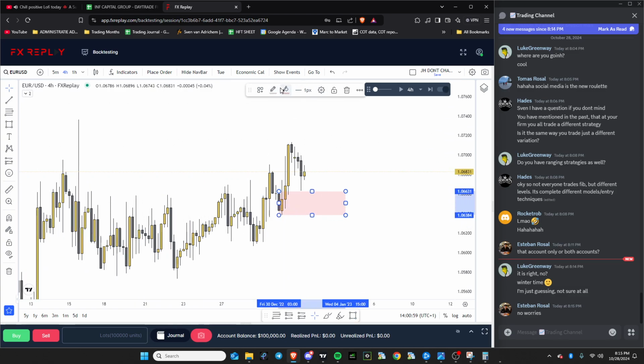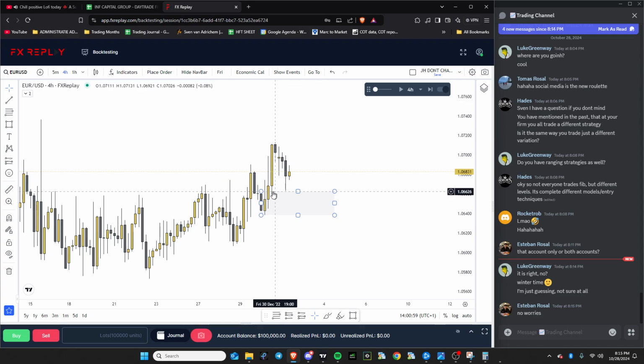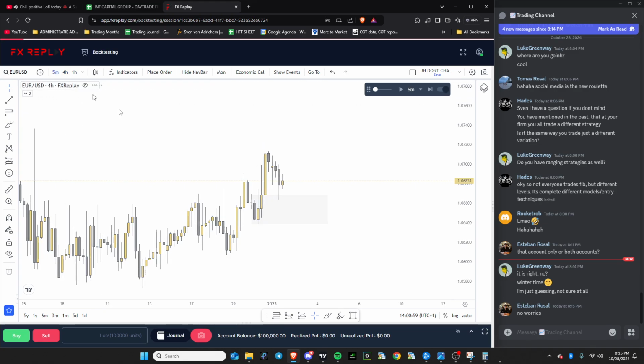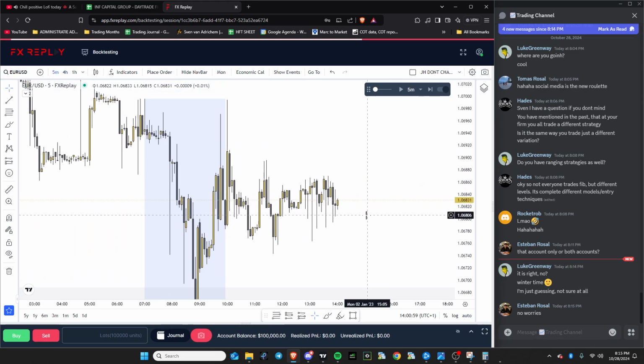zone right there. Basically, and the expectation right now is to go and take out that high. That's all we need to see. So my bias is bullish for now. We're going to be looking for longs.